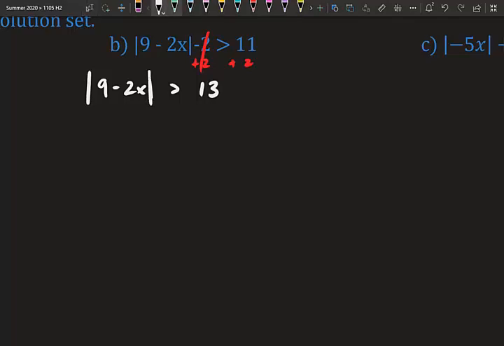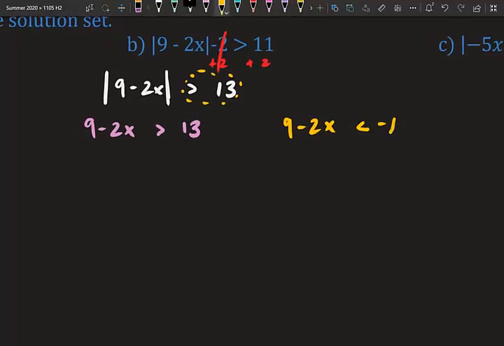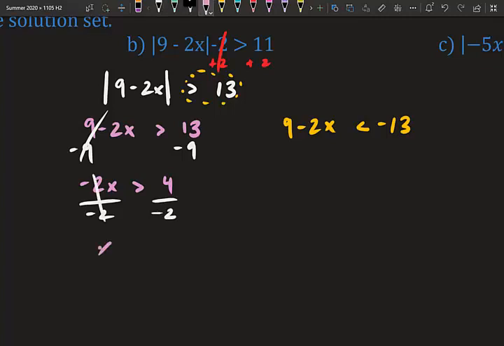Let's do it together. So our first one, everything is the same. Nothing changes. Our second one, only the outside changes. So we have 9 minus 2x is less than -13. Remember, only the outside changes. So for our first one, we're going to subtract 9 from both sides, and when we do, we're left with -2x is greater than 13 minus 9, which is 4. We're going to divide by -2, and when we do, we get x is greater than, my bad, we divided by a negative, is less than -2.